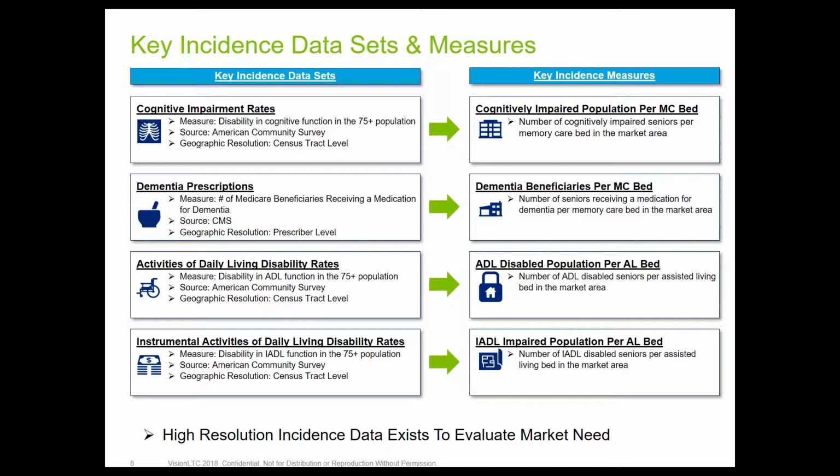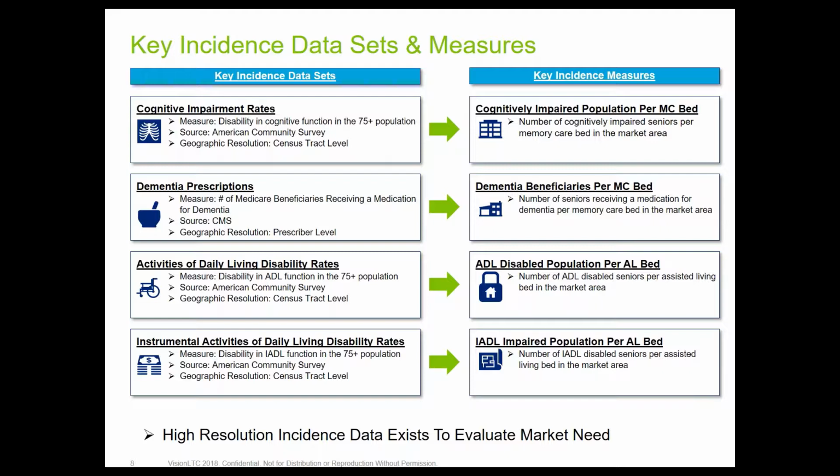How can we measure incidence? The good news is that there are a host of different data sources that offer insight into the depth of need, and they offer it at a relatively low geographic level, allowing us to analyze the world at the primary market area level. We incorporate a large number of those data sets, but today we'd like to focus on 4 key data sets. The first 2 deal with the need for memory care, and the second 2 deal with the need for assisted living and independent living.